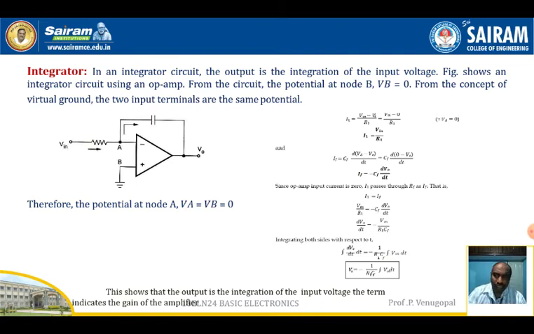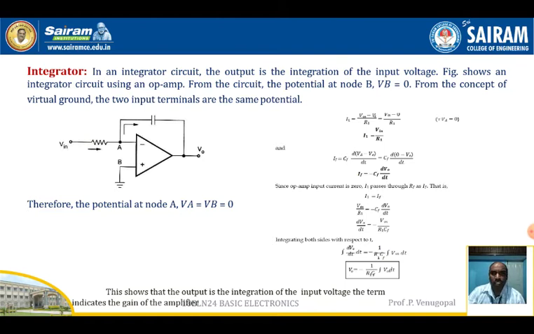Once again, all the applications are very important from the examination point of view. Guys, please refer to the circuit diagram and try to derive the output expressions or gain of the various applications of the operational amplifier, and also concentrate on the problems on these applications. Integrator: in an integrator circuit, the output is the integration of the input voltage. The figure shows an integrator circuit using an Opamp.